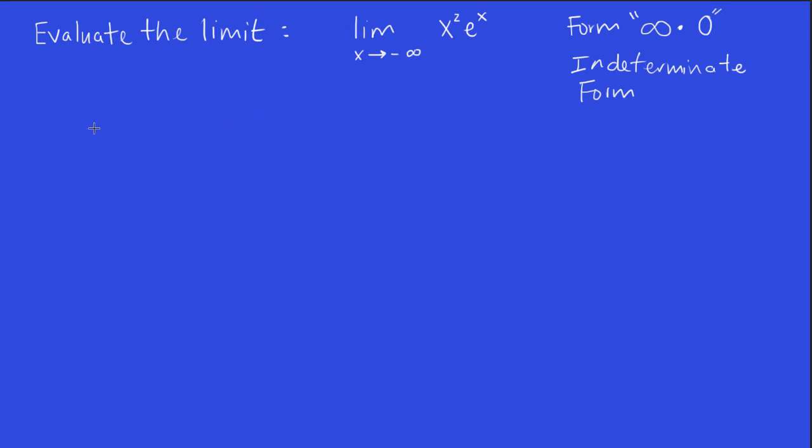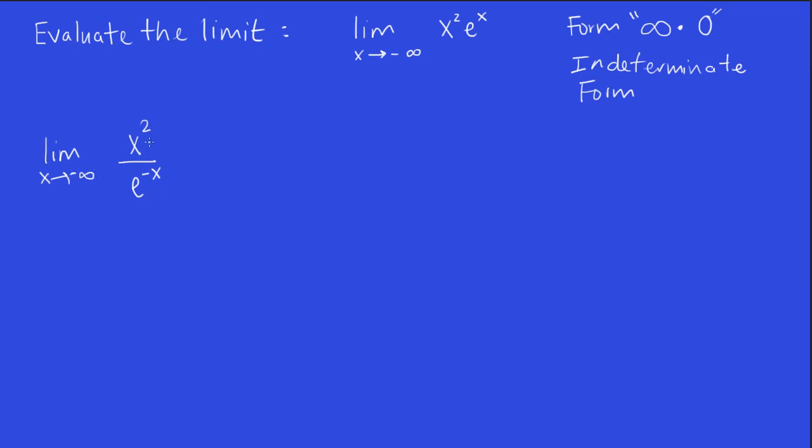The trick here is like this. We want to write this as a fraction, because L'Hopital's rule needs a fraction, right? So we could go like this. Why don't we just bring this e to the x to the bottom? So we'll write x squared over e to the minus x. Oh, sorry, the limit is supposed to be going to minus infinity.